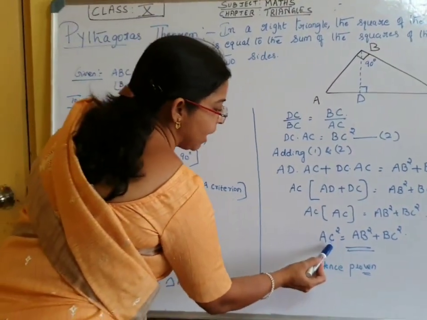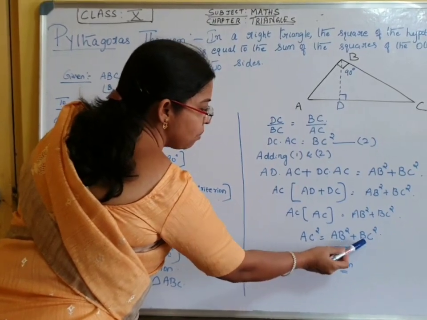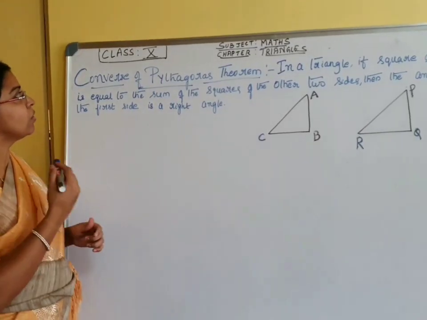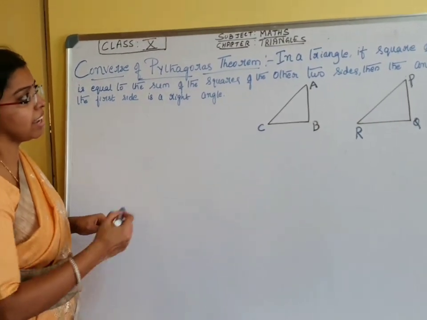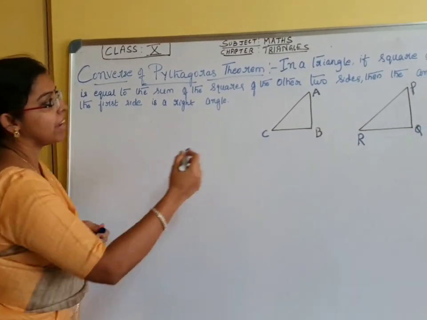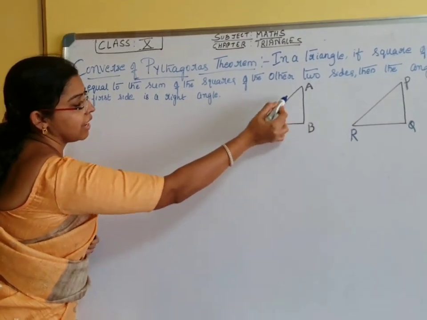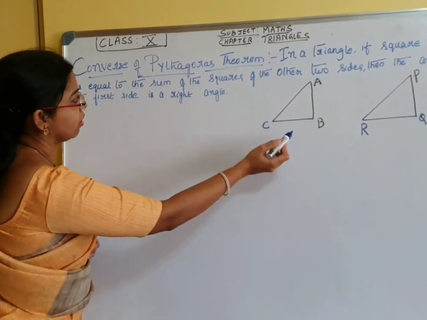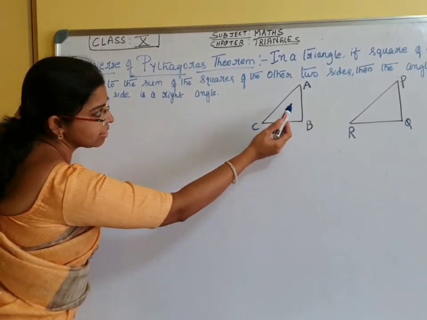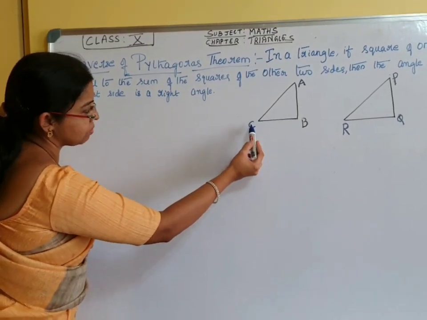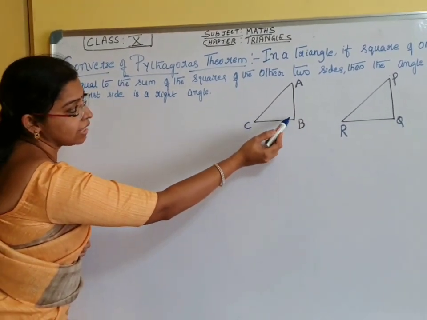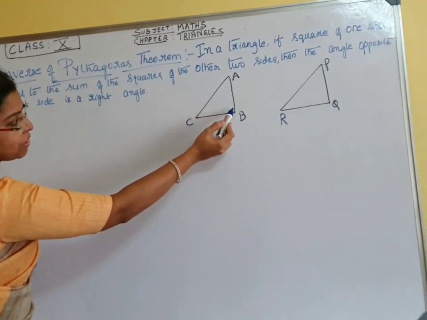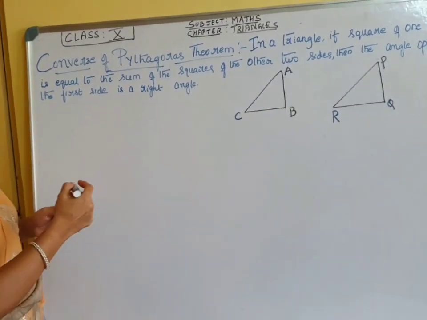That is, the square of the hypotenuse is equal to the sum of the squares of the other two sides. We will go to the converse of Pythagoras theorem. What does it say? In a triangle, if the square of one side, we will consider AC as the side, AC square is equal to the sum of the squares of the other two sides, that is, if AC square is equal to AB square plus BC square, then the angle opposite to the first side, that is B, is 90 degrees. We need to prove this.